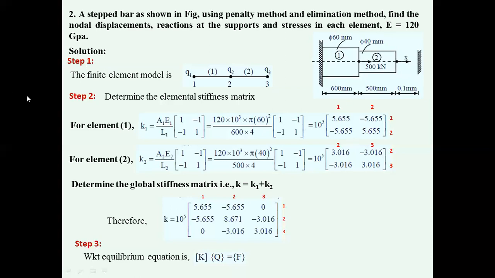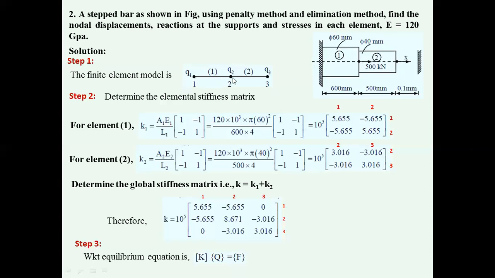Now we'll solve the problem. So go for step 1. Represent the finite element model. Already the element numbers are predefined. You see the direction of x is in this direction. You do the numbering of the nodes from left hand side to right hand side. So here you will get node 1, here you will get node 2, here you will get node 3.